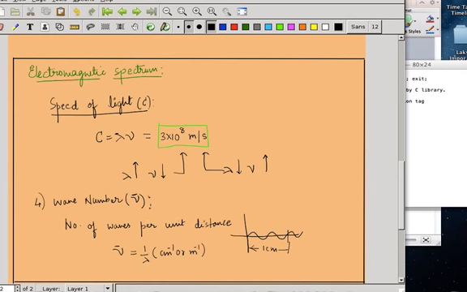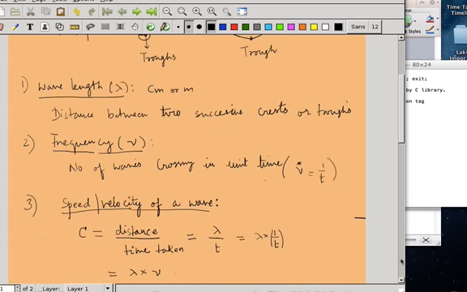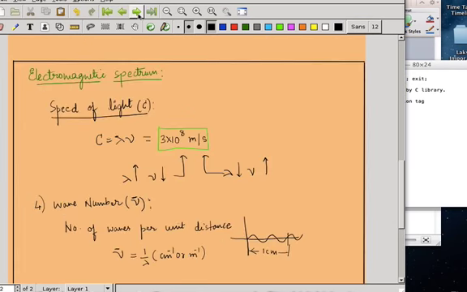Therefore, in the electromagnetic spectrum you would usually come across these four important terms. Just to brief you, one was wavelength. Next we learned frequency, then we learned what is speed of light or velocity of a wave, then finally wave number. These are the important things which you might be coming across.